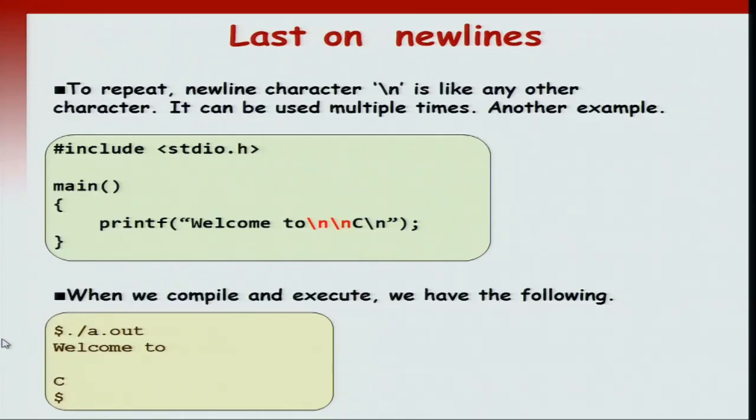So, new lines are just like any other characters. The difference is that because it is a special character, it is represented by 2 letters. It is not represented by a single letter, it is represented by \n. So, they are together one character in C called the new line.